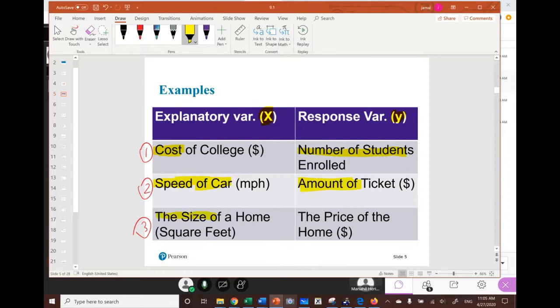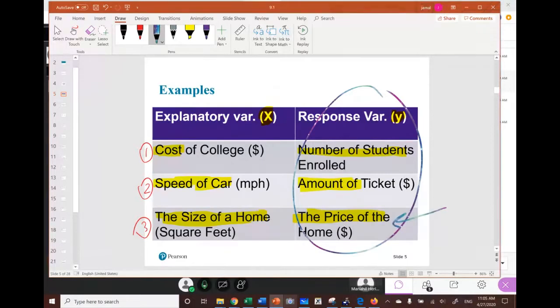Also, there is a relationship between the size of the home that you like to buy and the price of the home. We are told all the time, listen, if you want a big home, you have to pay more money. So there is a relationship in here. And notice that in this case, Y is always a response. Let's look at the third example.